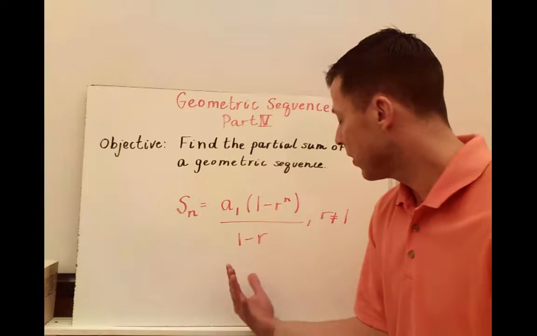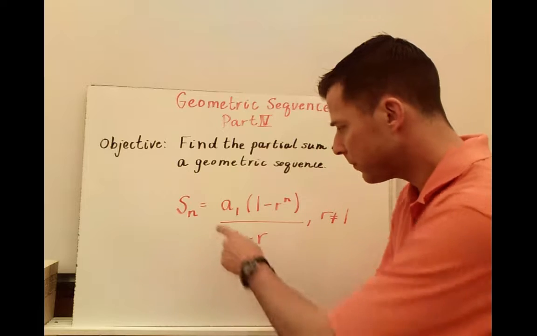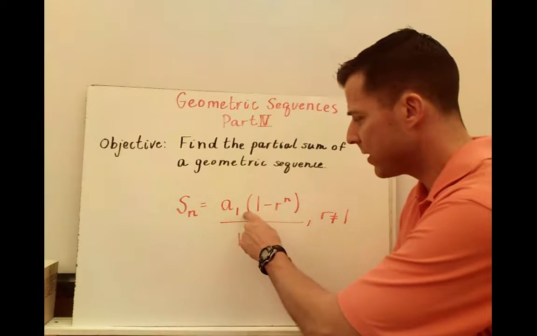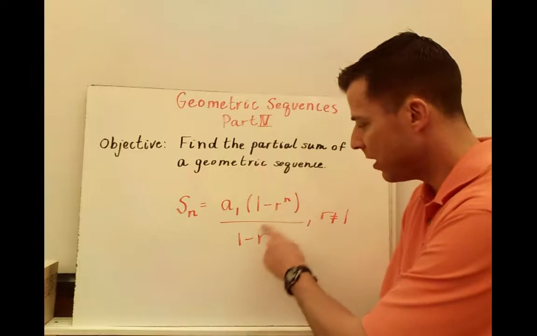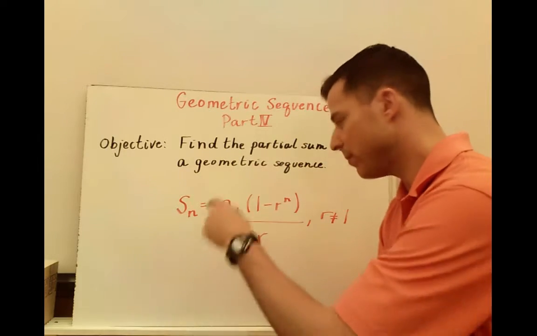The definition that we're going to use here to find the partial sum, S sub n, is S sub n equals A sub 1 times 1 minus r to the n, all over 1 minus r, and r cannot be 1 because then it would be undefined.